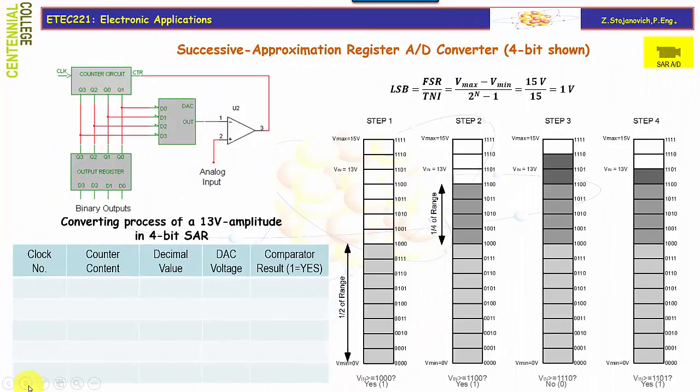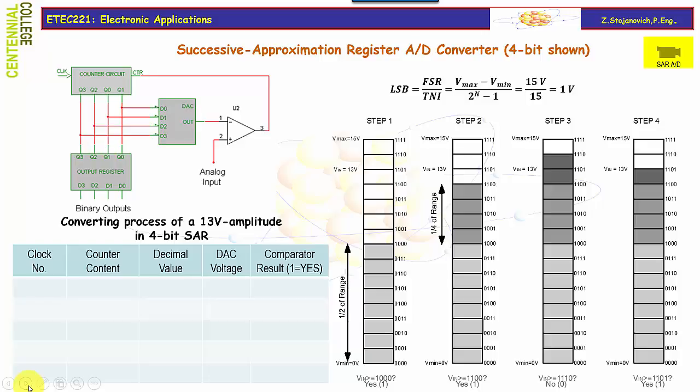Let us take a closer look into the operation of the successive approximation register analog to digital converter through the following rather simple example of a converter with only 4-bit resolution. However, the same principle and procedure can be equally applied to any arbitrary resolution. Say that we want to execute the acquisition of an analog input sample with amplitude of 13 volts.